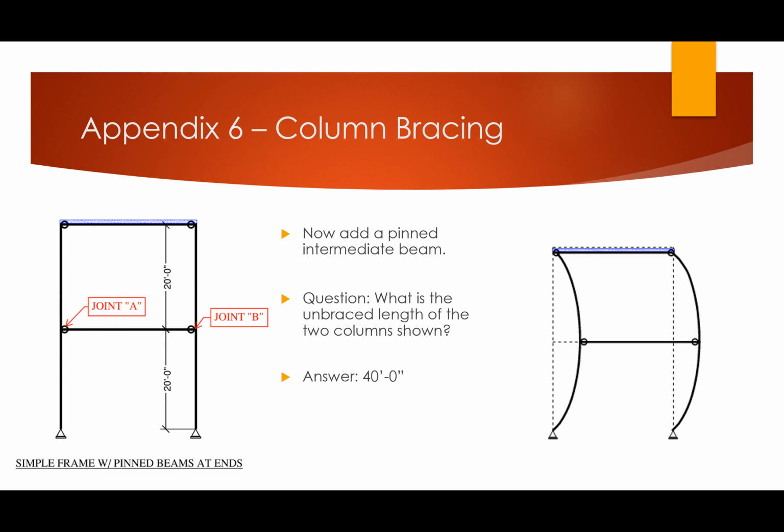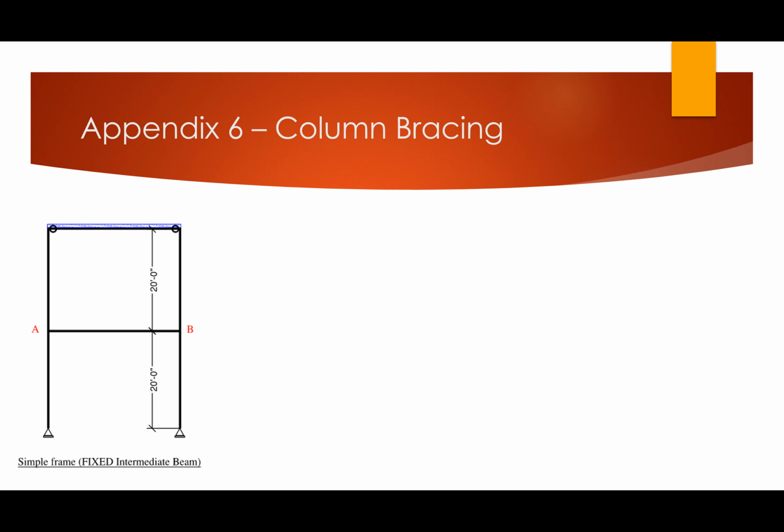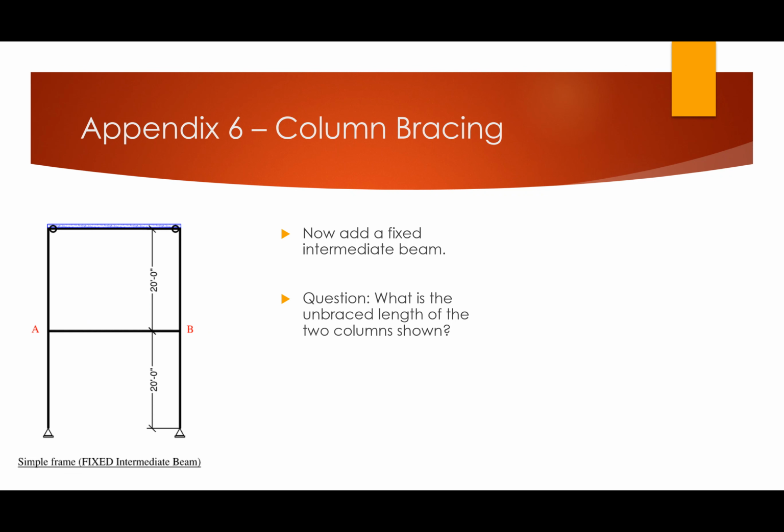So, going to the code, of course, is the best. The code is accumulated wisdom over thousands of structural engineers. And so the best thing to do in this case really is just to go to the code and check the provisions. But really quick here, let's say, well, what if the beam is not pinned? What if the beam is fixed? What's the unbraced length then? Once again, the answer is 40 feet.